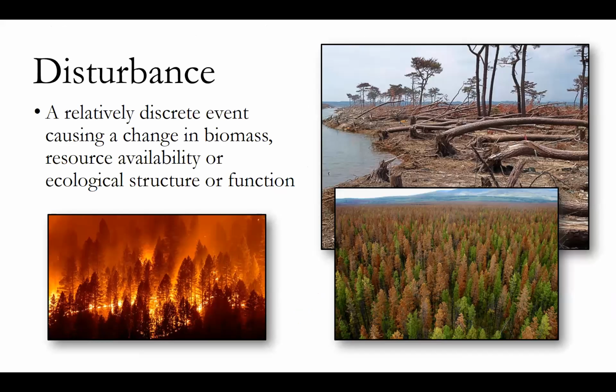A disturbance is any relatively abrupt change in biomass, resource availability, or ecological structure or function. It can be a selective agent of mortality to a single species, such as a disease outbreak, a consumer of biomass, such as a fire, or the mechanism by which organisms are displaced, such as a landslide. A disturbance event may take just a few seconds, or it could go on for years.